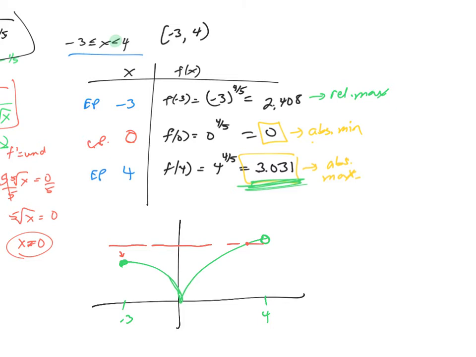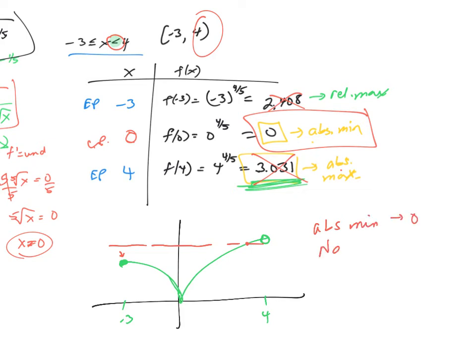So we can't say that 2.408 is the absolute maximum. We also can't say that that's the absolute maximum because of that open interval, the fact that I have not given you a closed interval. Therefore, we say absolute minimum of 0, no absolute maximum. Okay, so that would be my final answer.